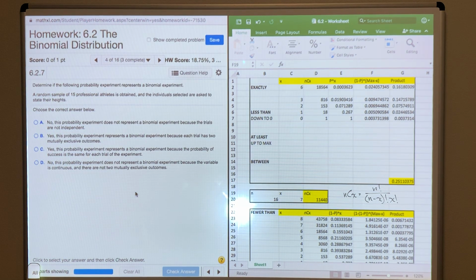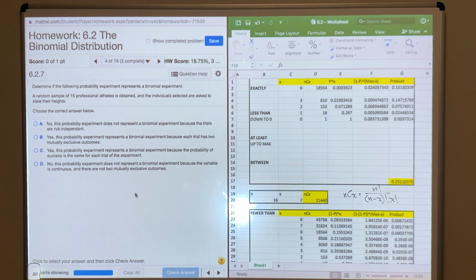Determine if the following probability experiment represents a binomial experiment. If you look in your notes, there's a category that lists the traits of a binomial experiment. It begins with discrete variable, 2 mutually exclusive outcomes, trials of the experiment are independent, probability of success is the same from trial to trial, experiment performed a fixed number of times, and it gives you a couple examples. That's all in your notes. So let's take a look at this and reference that part of our notes.